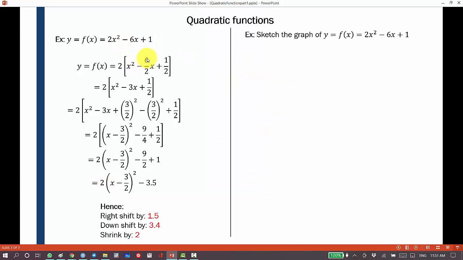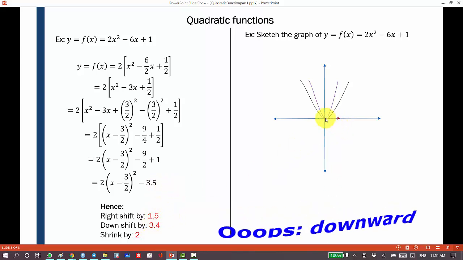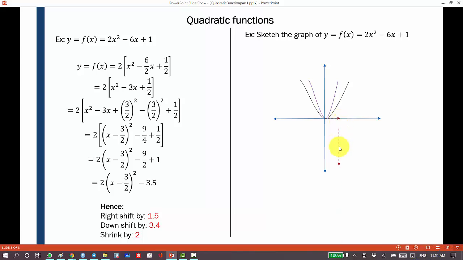We can sketch the graph of this function considering the transformations that we have applied to the parent function. First of all, we go ahead with the parent function, which is y equals x squared. Then we shrink it by 2 units. That is the factor 2 here. Next, we shift the shrunk function 1.5 units to the right, then 3.5 units downwards. As a result, this green graph is nothing but the graph of y equals 2x squared minus 6x plus 1.